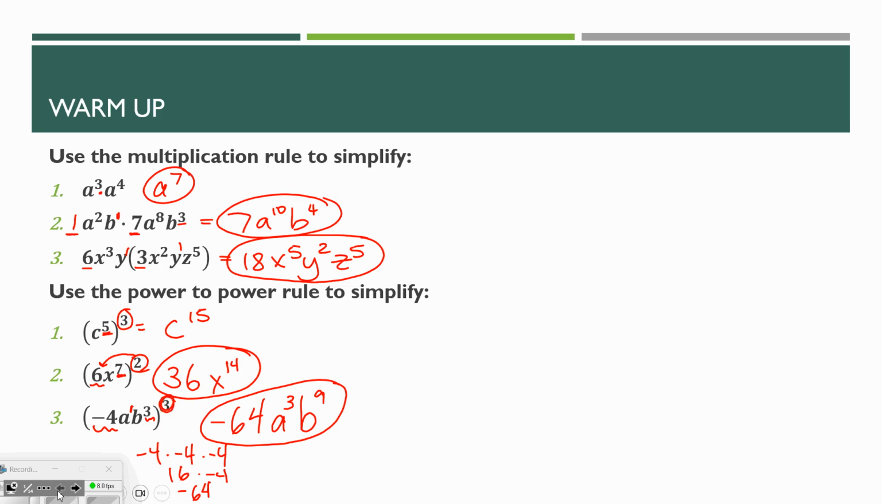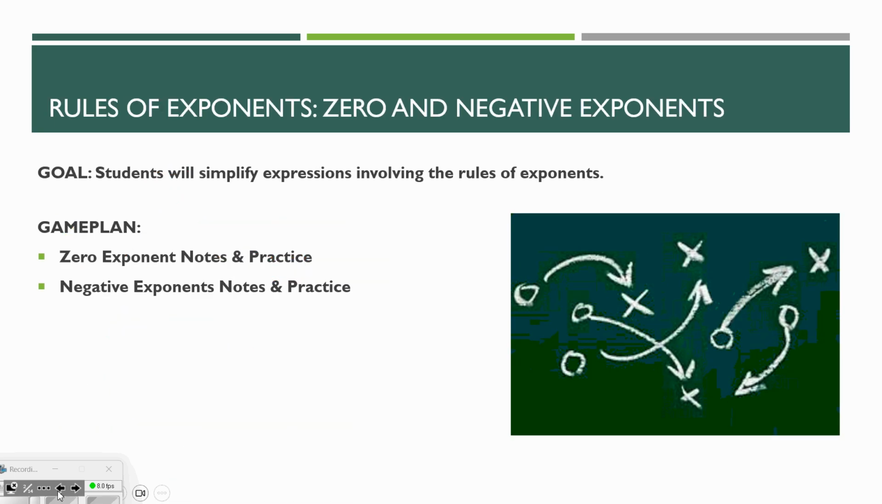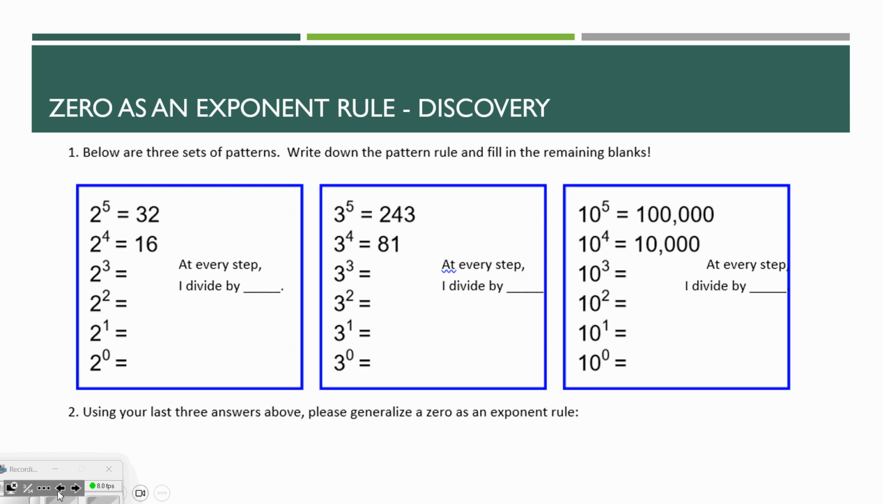Okay. All right, so let's talk about these 2 new rules. What happens when I have 0 as an exponent, and what happens when I have negative exponents? These are going to look really tricky at first. It's going to look like, oh my gosh, what am I doing here? But it's actually pretty simple. So let's start here.